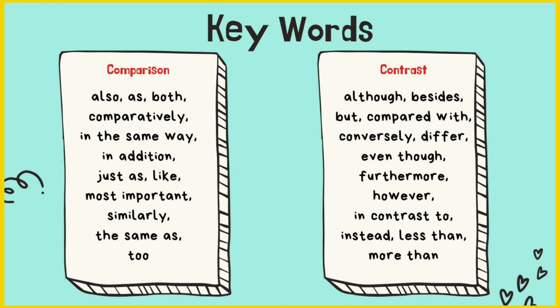Example: both birds and cats can be pets to people. We use the keyword both. Both is used to compare. Another example: birds lay eggs compared with cats that give birth. We use compared. This is a keyword that shows contrast.